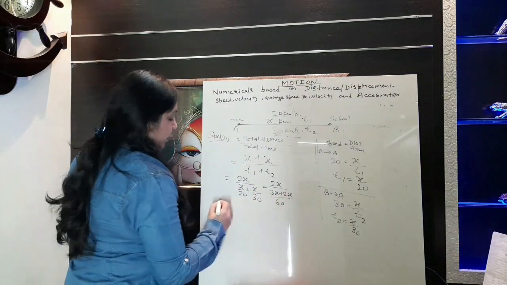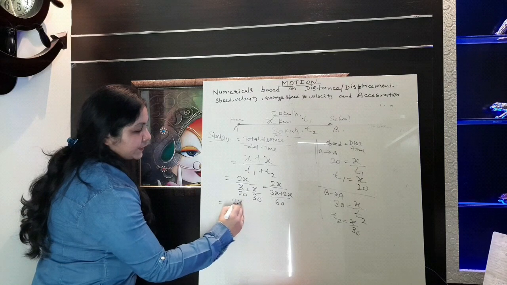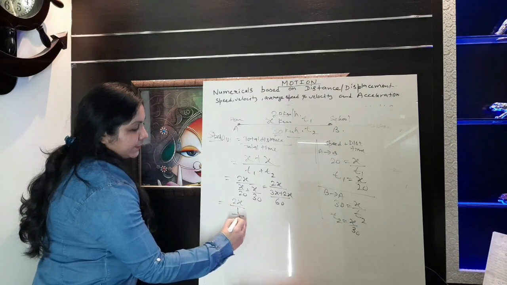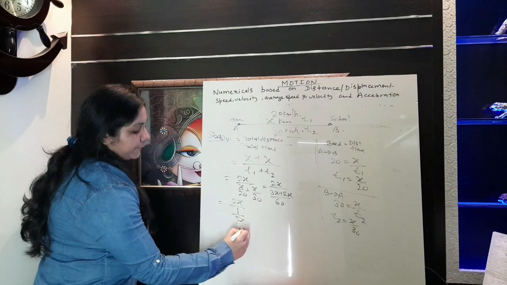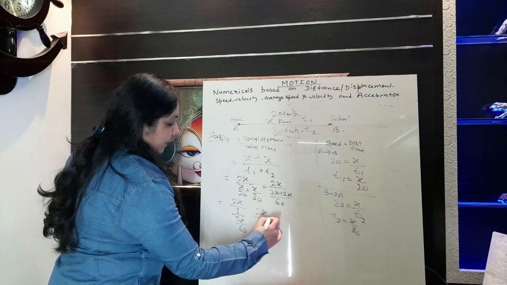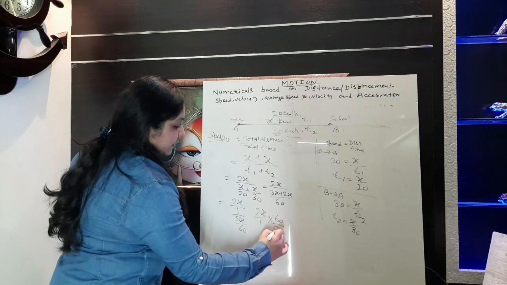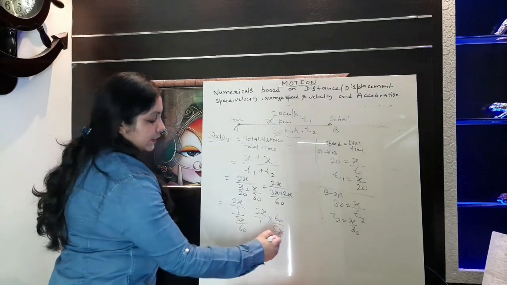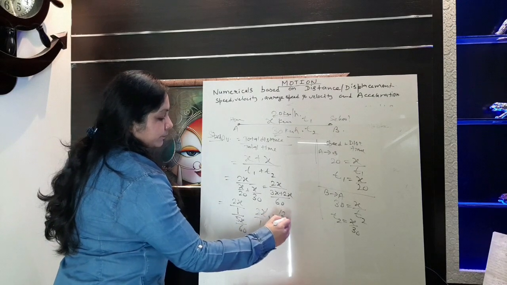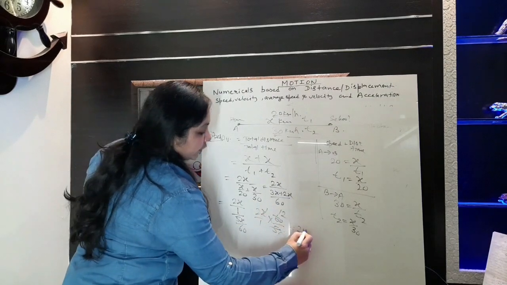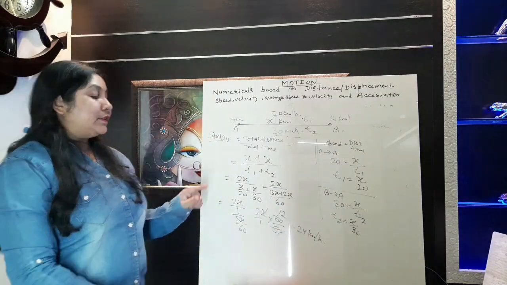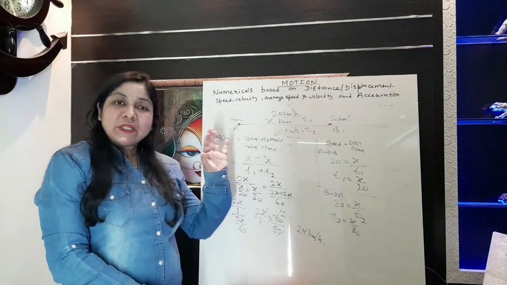Okay. Now just solve it. It will be 2x by 1 over 5x by 60. Now just reciprocate it. It will be 60 by 5x. x cuts, this also cuts. Right now, it is 24 km/h. This is the average speed of your whole journey.